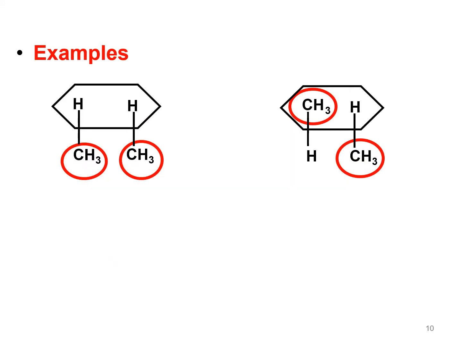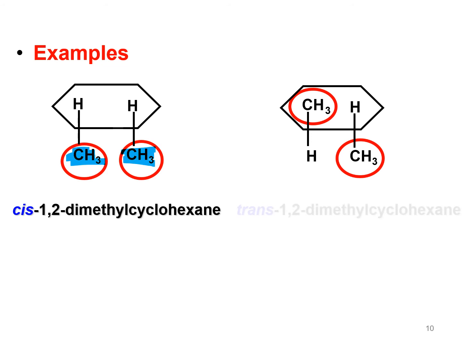Another example of cis-trans isomers on cyclic compound. The first structure is named cis-1,2-dimethylcyclohexane because the two groups of atoms here are on the same side. Whereas its isomeric pair is called trans-1,2-dimethylcyclohexane because the two substituents are on the opposite side.